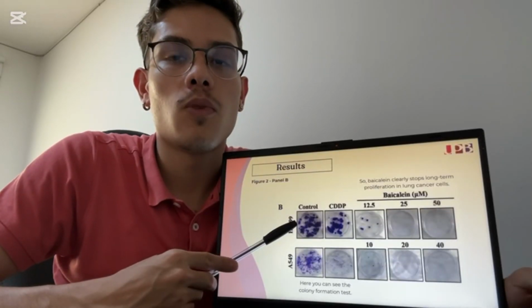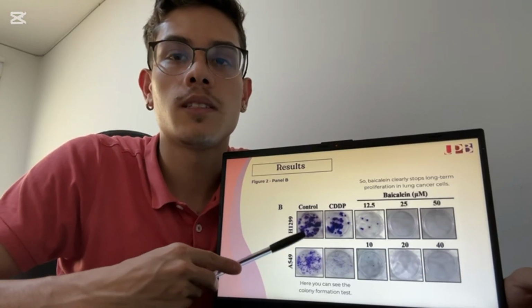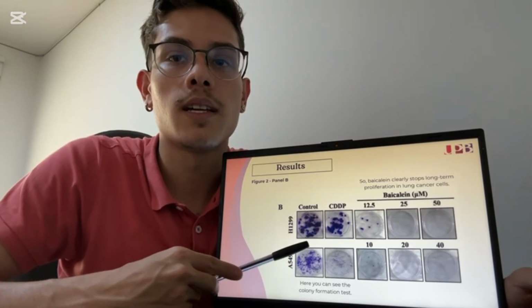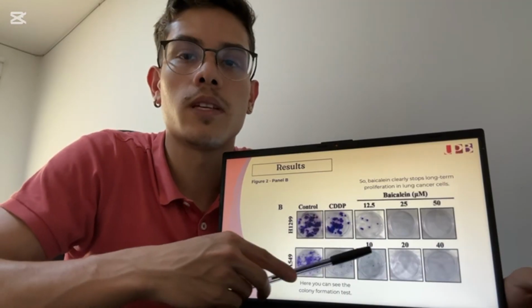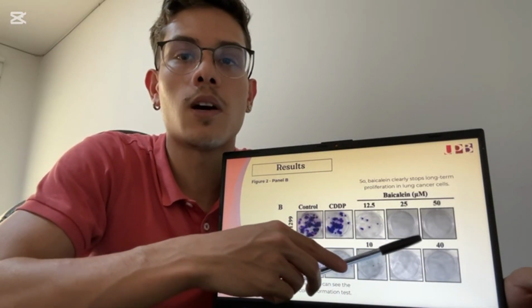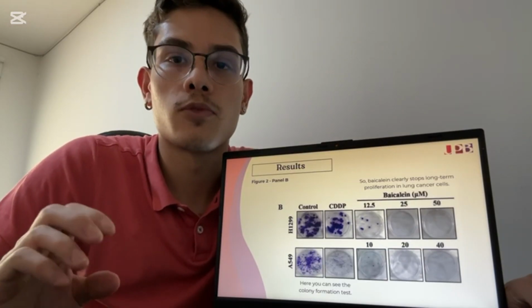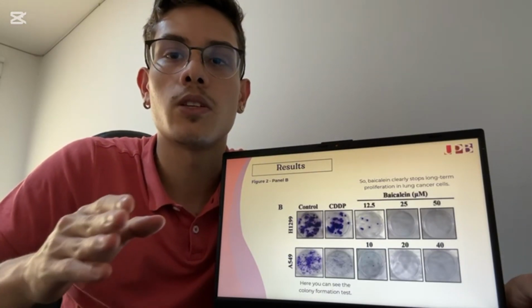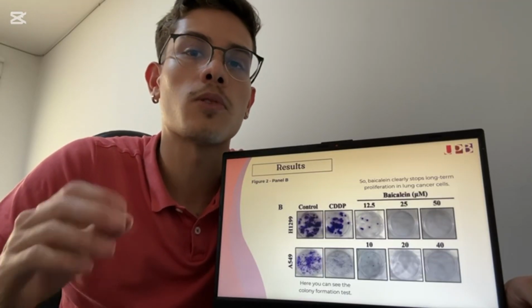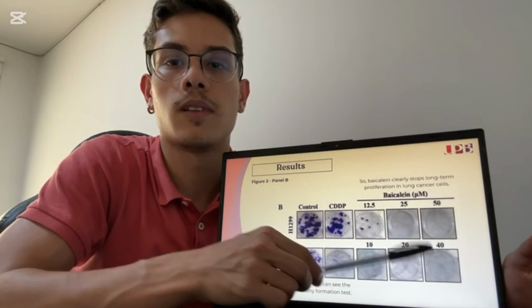In both H1299 and A549 lung cancer cells, the control plates are full of colonies, and cisplatin reduces them partially. As Baicalin concentration increases, the colonies disappear almost completely. This shows that Baicalin has a strong anti-proliferative effect. At higher doses, cancer cells lose their ability to grow and form colonies, which confirms its tumor suppressing activity.